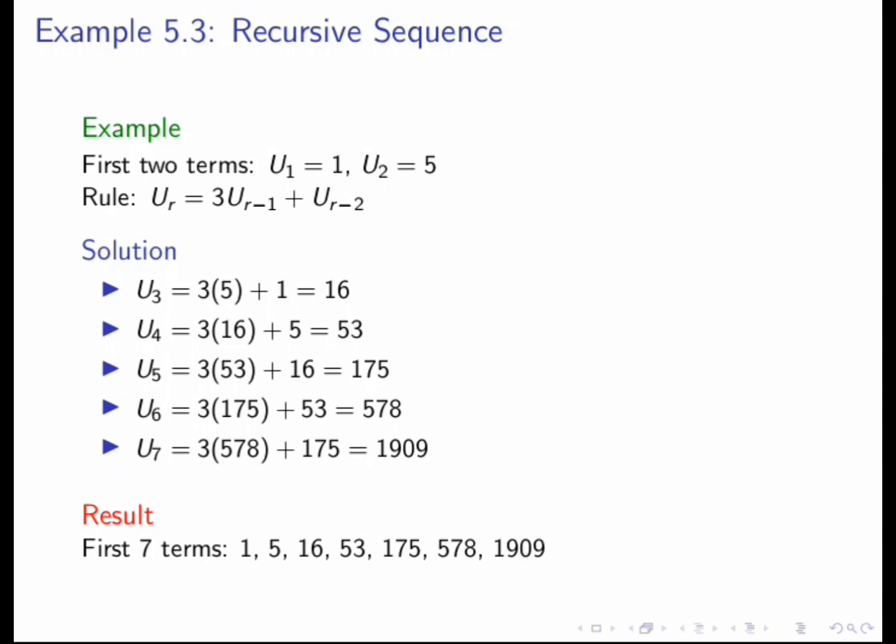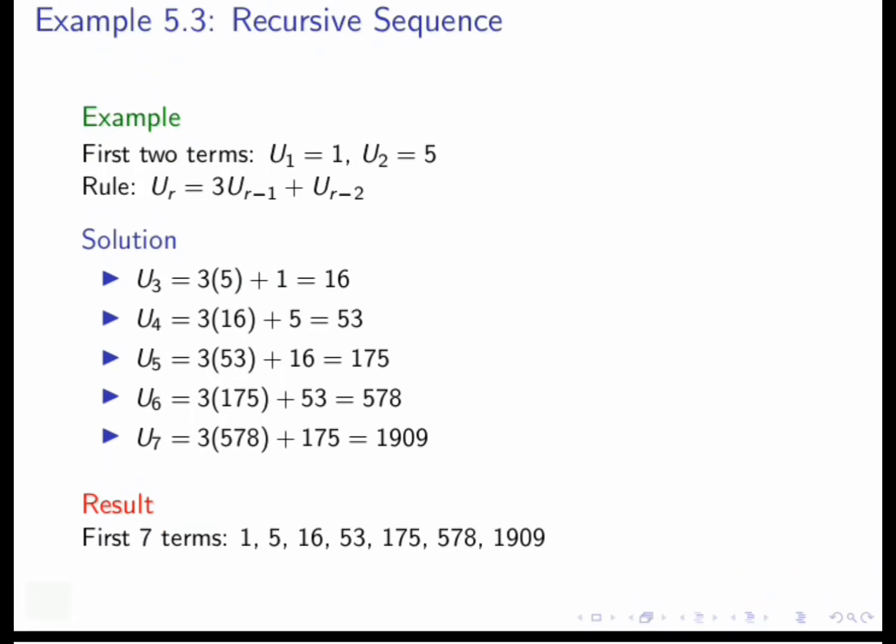For u3, we want to find u3 now. U3 means when r is equal to 3. So anywhere you see r, you are going to substitute 3 in the rule. So you have u3 is equal to 3 multiplied by u3 minus 1 plus u3 minus 2.